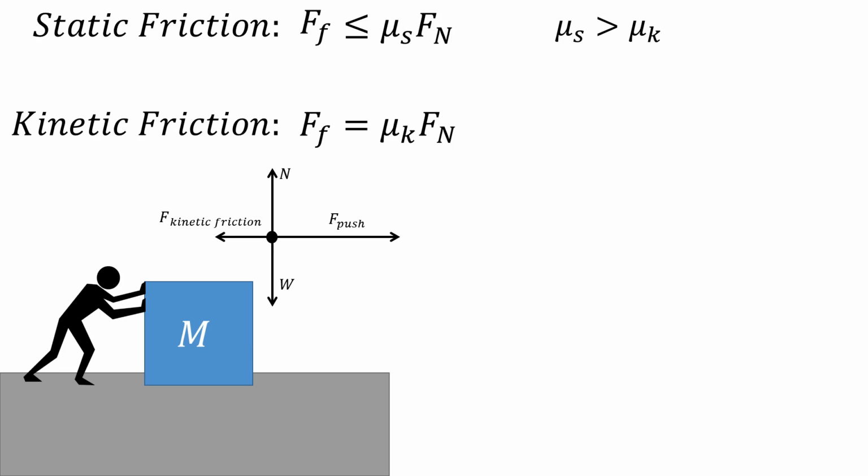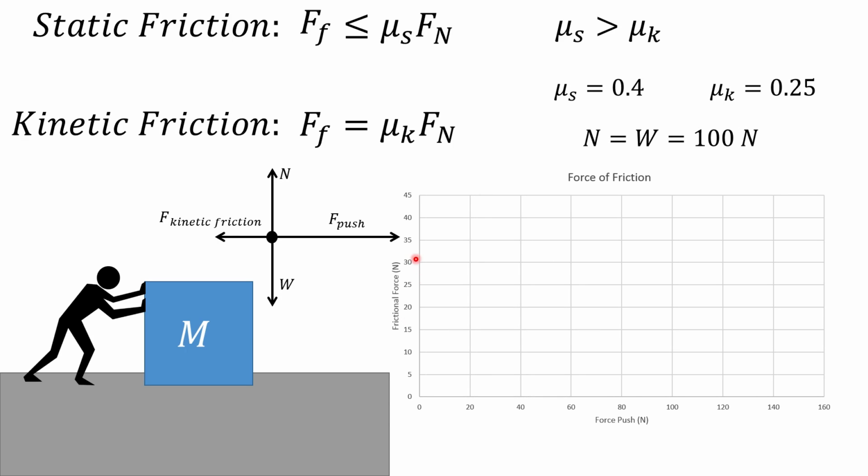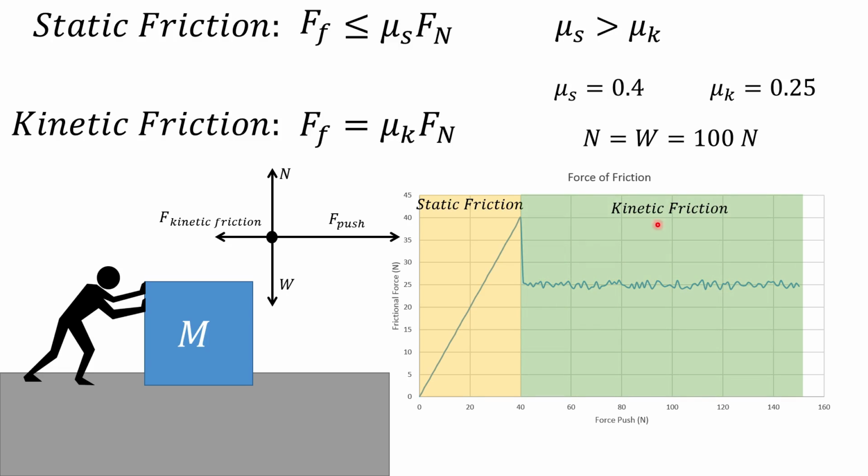If we choose some values for the coefficients of friction and for the normal force, we can plot what the force of friction looks like as a function of how hard we push on the block. The force increases 1 to 1 with our push until we hit some maximum value, and then it drops to the value of kinetic friction. Kinetic friction will have some small variations, but is roughly constant at the value mu sub k times the normal force. This region of the plot then represents the range of static friction, and this region is where kinetic friction is at play.